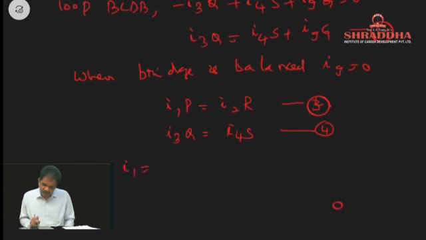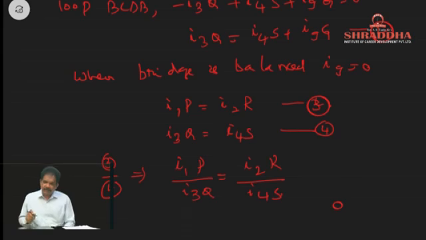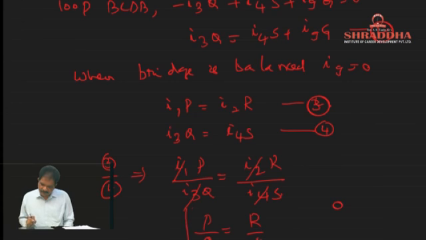Here we'll do one thing: if you divide equation 3 by 4, I1P by I3Q is equal to I2R by I4S. But I1 is equal to I3, I2 is equal to I4, so we can cancel these two. P by Q is equal to R by S. This is the balancing condition of Wheatstone bridge. So when Wheatstone bridge is balanced, P by Q is equal to R by S.